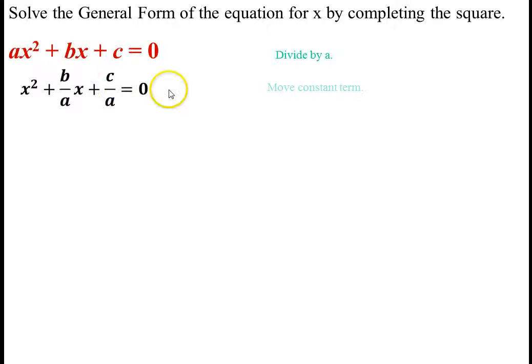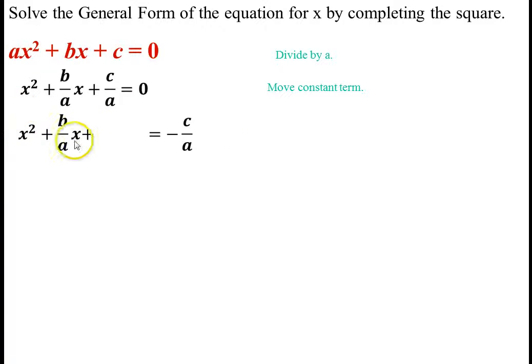Right now I've got ax squared. I'd like to get rid of that a, so I'm going to divide everything in this equation by a. So ax squared divided by a is just x squared, bx divided by a is b over a x, and c divided by a is c over a. 0 divided by a is still 0. Step 2 in completing the square is we want to move the constant term to the other side of the equation. So I'm going to subtract c over a from both sides.